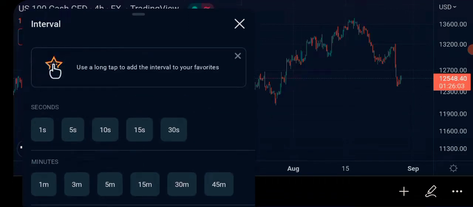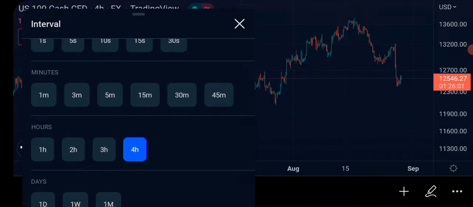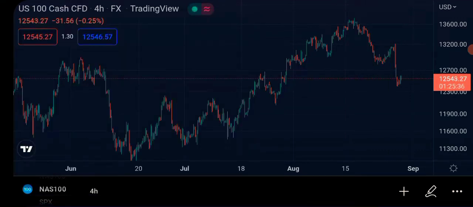It's better to use a higher time frame to have a good determinant of where the market will be trending towards. You can use the 1 hour time frame or the 2 hours or the 3 hours, but I prefer using the 4 hours time frame, which is more detailed.